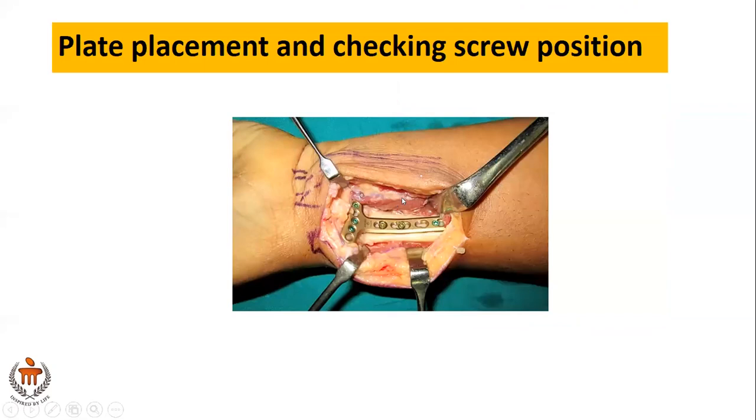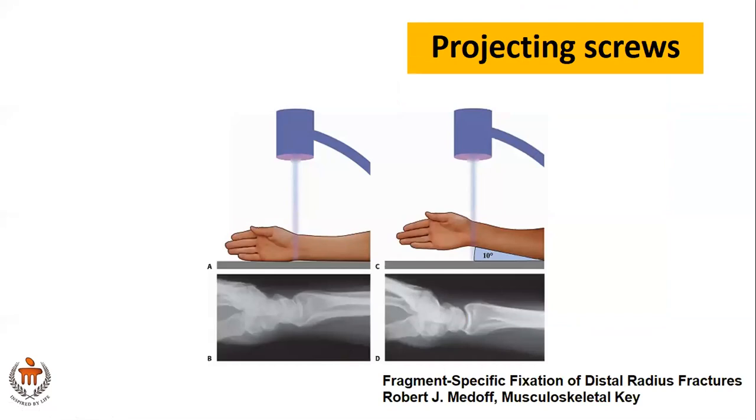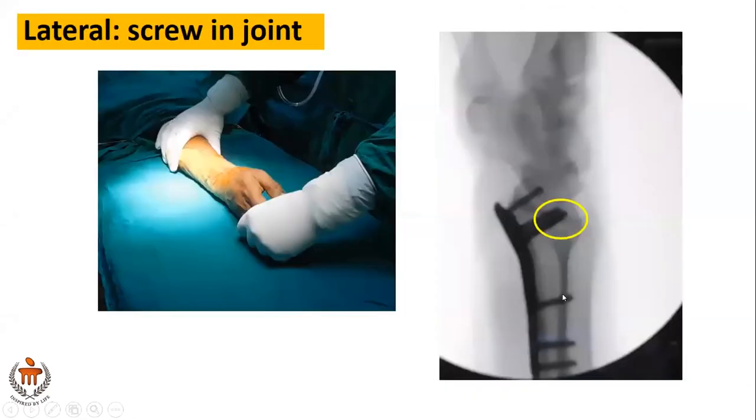Once you put in the plate, the next thing is to make sure your screws are put properly. And that's when your intra-op radiology will come into the picture. The tilt views are very important. You know the normal palmar tilt here. And only if you raise it and neutralize it, the entire profile of the joint will come into picture like this.